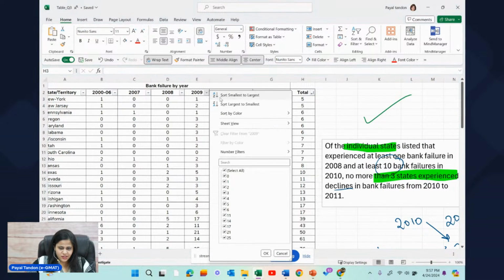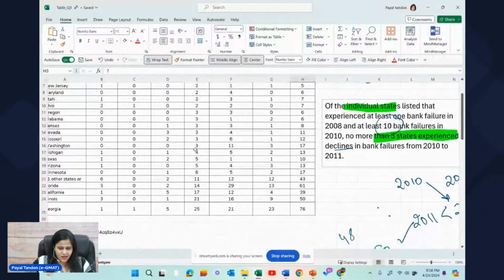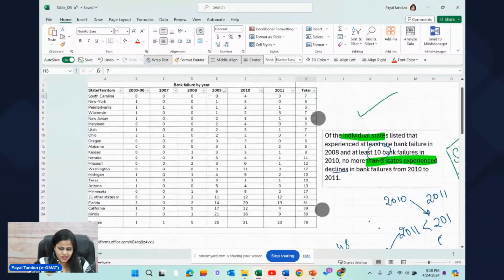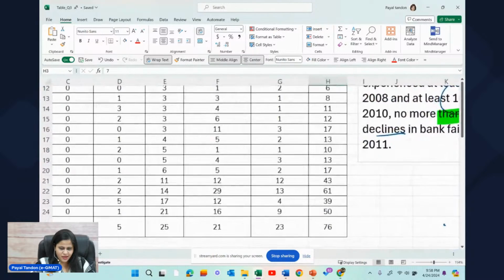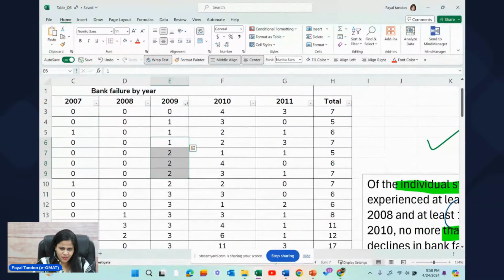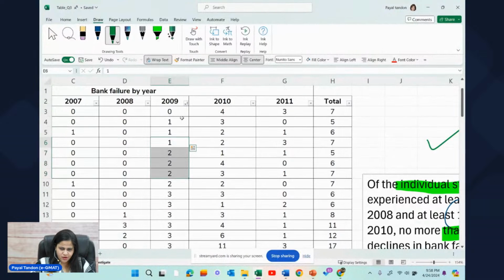So let's sort this by 2009 over here. Now what you see is all the big numbers have actually come down, right? So you first compare these big numbers, and again, this is your column. So let's just make sure that my column is highlighted. This is the column.